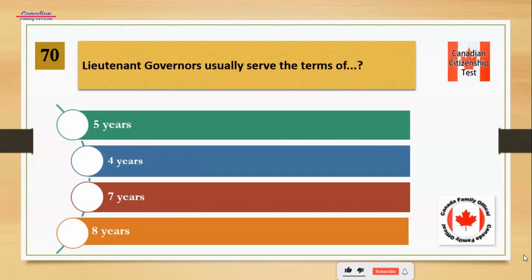Lieutenant governors usually serve terms of Number 1 5 years. Number 2 4 years. Number 3 7 years. Number 4 8 years. And the answer is 5 years.